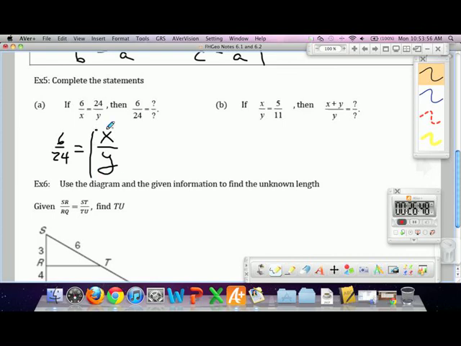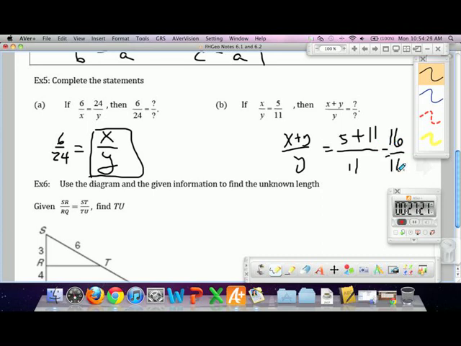In the second one, here's my original proportion. What did I do to go from this proportion to this expression? What do we do? I add the denominator. So then what should my second fraction look like? 5 plus 11 over 11, which is 16 over 11. That will be another proportion when you write it.